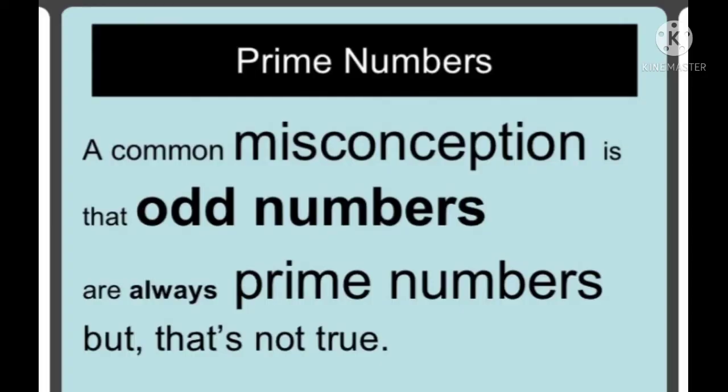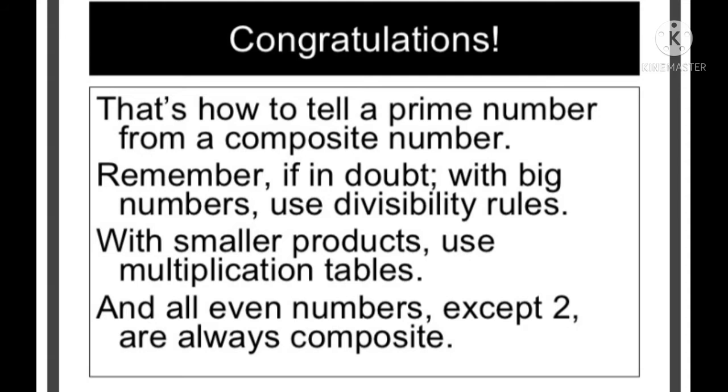A common misconception is that odd numbers are always prime numbers, but that's not true. Congratulations! That's how to tell a prime number from a composite number. Remember, if in doubt with big numbers, use divisibility rules. With smaller products, use multiplication tables. And all even numbers except 2 are always composite because 2 is the only even number that is considered a prime number.